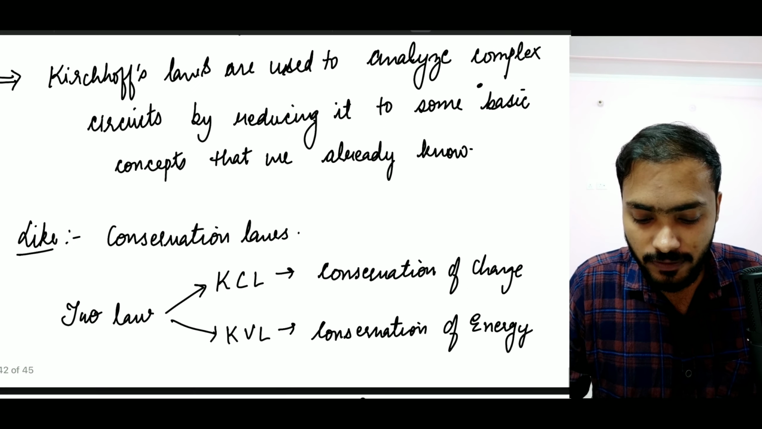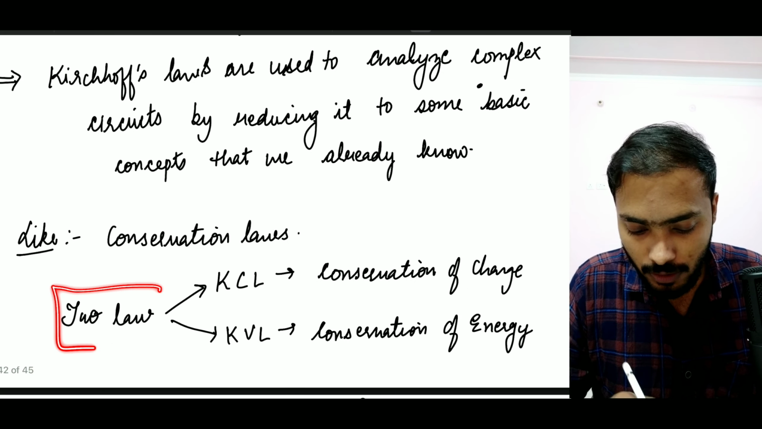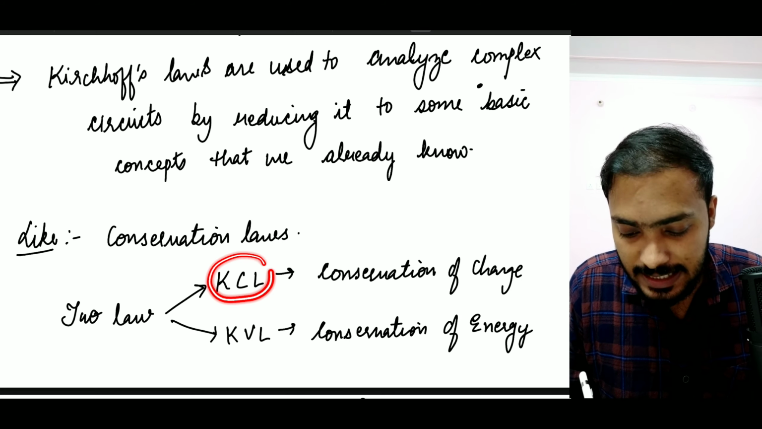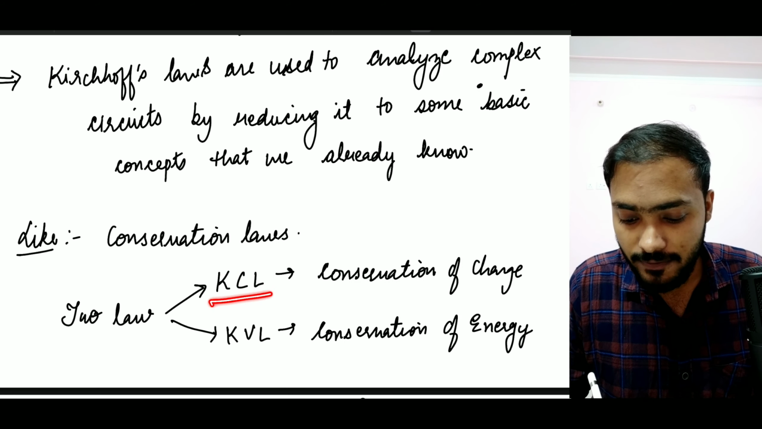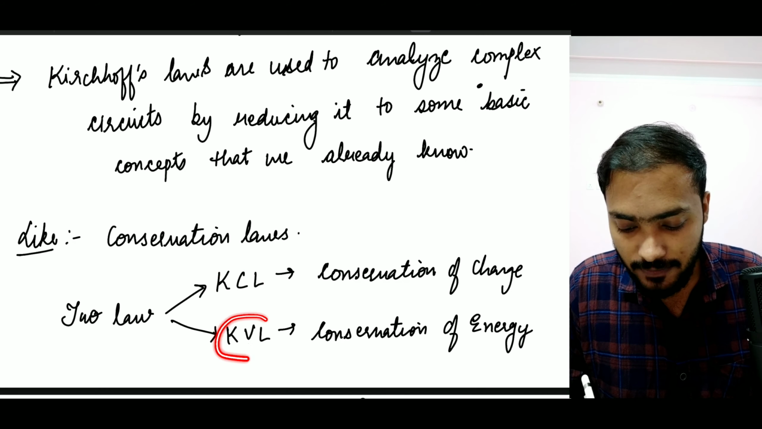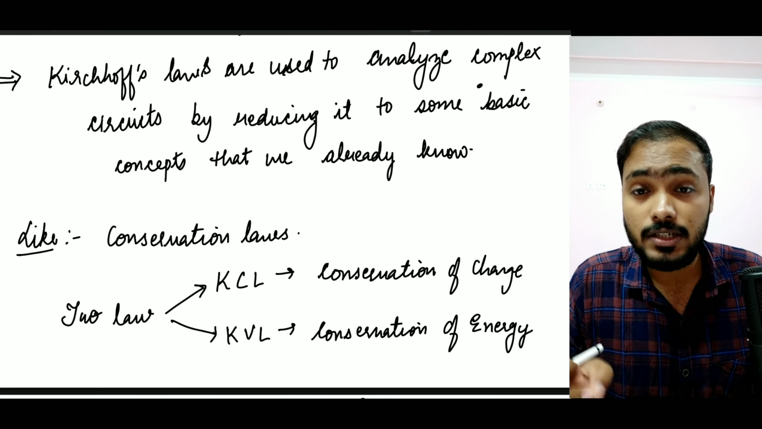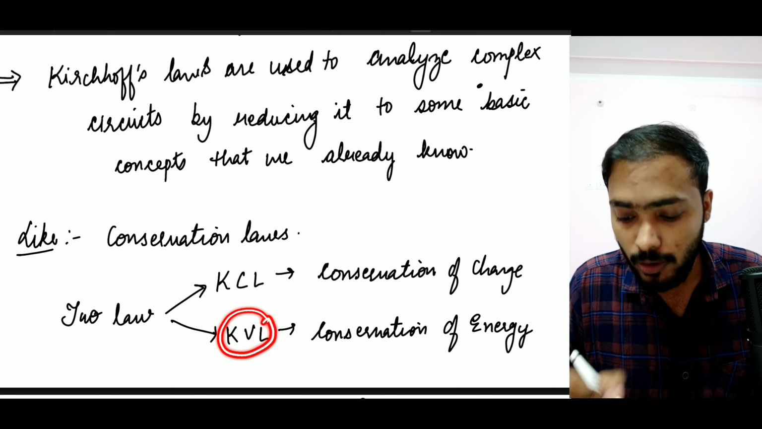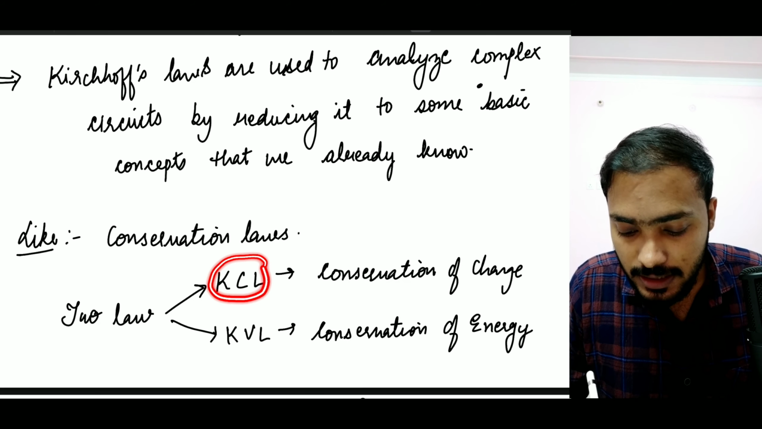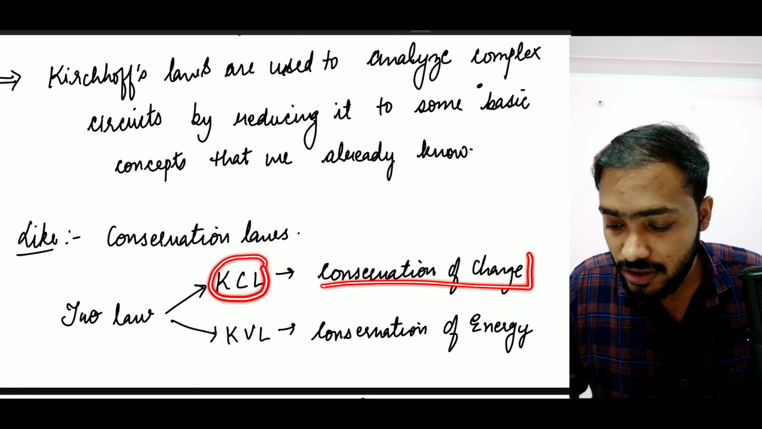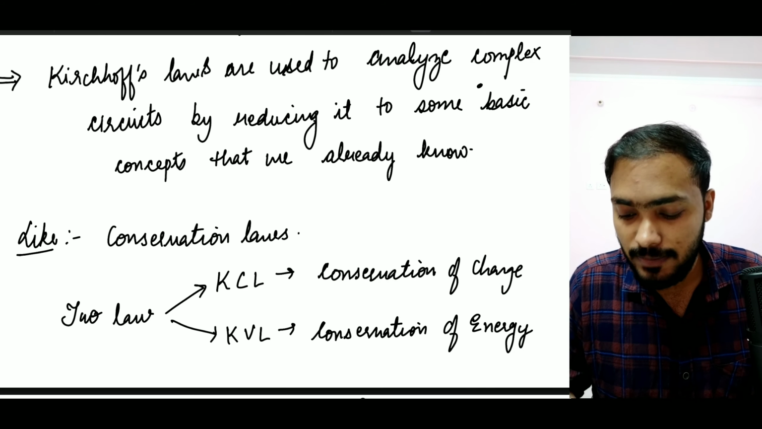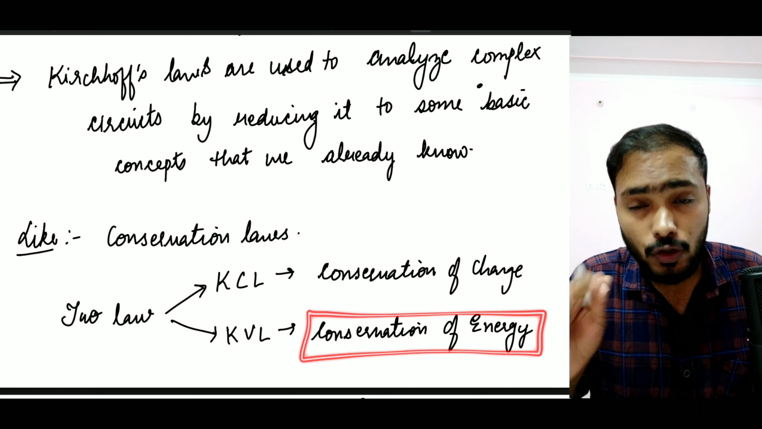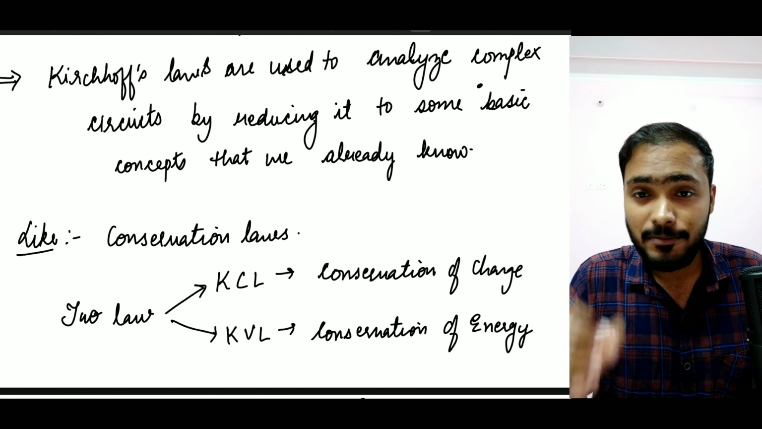Okay, so Kirchhoff actually gave two laws. First one is KCL, that is Kirchhoff's current law. Second one is KVL, that is Kirchhoff's voltage law. This is also known as Kirchhoff's loop law, right? Kirchhoff's current law is based upon conservation of charge, and Kirchhoff's voltage law is based upon conservation of energy. Don't worry, we are going to understand them one by one, right?